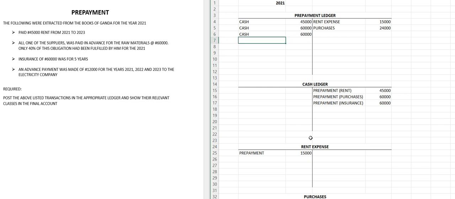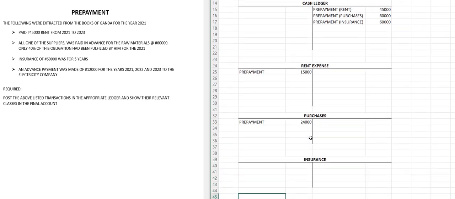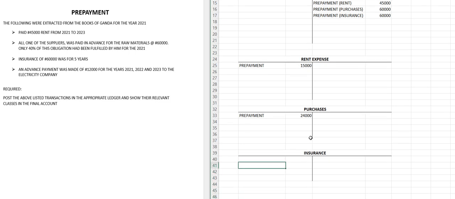Now, how much was supposed to be for 2021? If it is for 5 years, you divide 60,000 by 5 years to give you how much. Let's do a rough calculation. 60 divided by 5. That's 12. So we're recording 12,000 here. So you record it as prepayment 12,000.